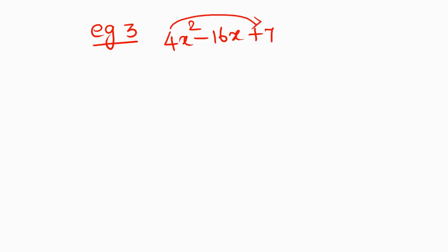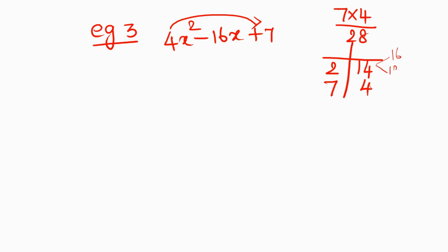Example number 3, 4x square minus 16x plus 7. So now 4 into 7 is 28. I can write 28 as 2 into 14 or 7 into 4. If I add 2 and 14, I will get 16. If I subtract 2 and 14, I will get 12. If I check the middle term, I got 16 there. So take the first combination. Now I have minus 16, so apply the negative sign to both the numbers to get minus 16. So minus 2 and minus 14.